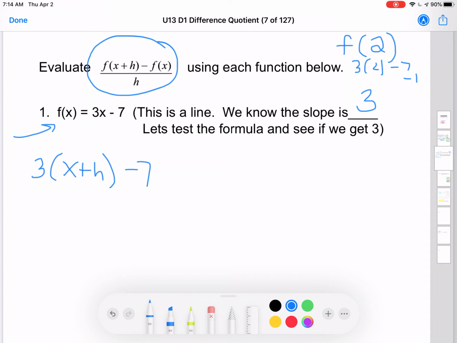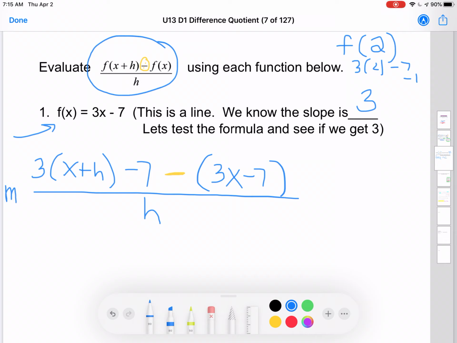Now the minus sign right here is going to go right here, so minus. Now I'm subtracting off f of x, so I'm actually subtracting off the function itself. So parentheses, 3x minus 7, all over h. And now we'll just simplify. Remember, when we're evaluating this, we're going to say m equals, because this is going to be the slope.